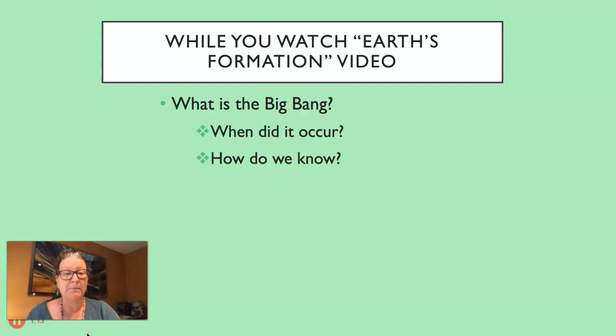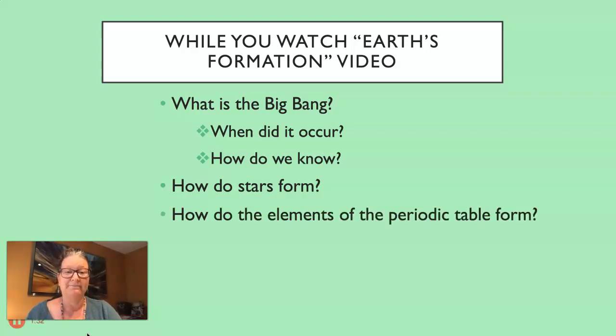What is the Big Bang? And when did it occur? And how do we know that timing of when it occurred? How do stars form? Now, this is not an astronomy class, but we do have a star in our solar system, and the Earth goes around it, so we have to include stars.